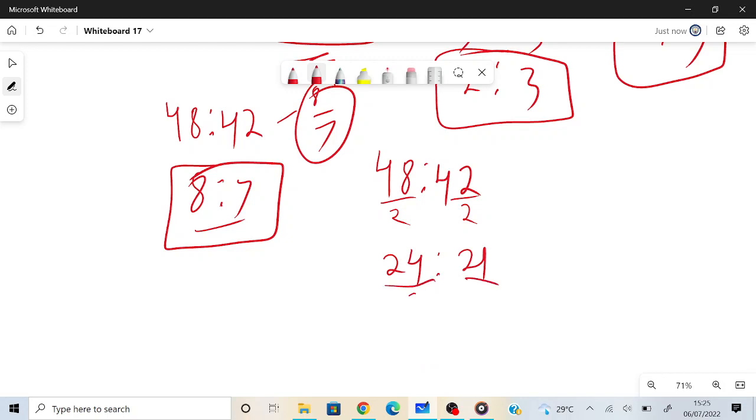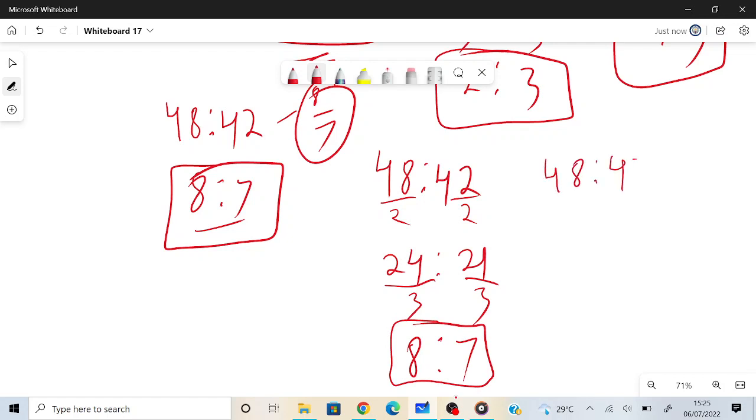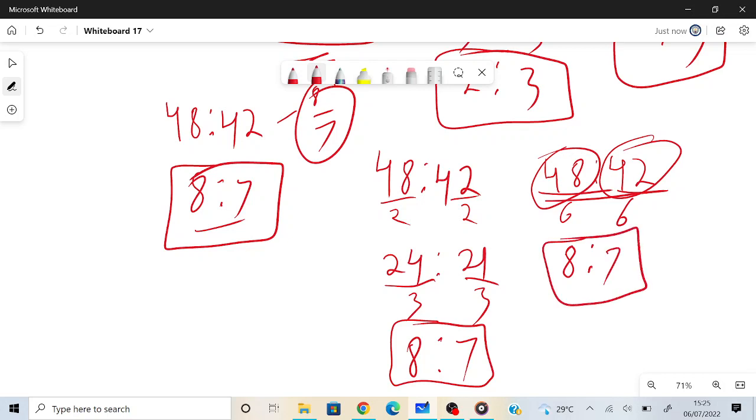So 24 divided by 3 and 21 divided by 3, this would give you 8, and this would give you 7. You can do it that way, and you can directly go for the highest common factor from the outset of this, which I think is 6, because 6 times 8 gives you 48 and 6 times 7 gives you 42. So divide both by 6, you would get 8 over here and you would get 7 over here, and that is your answer for the first question.